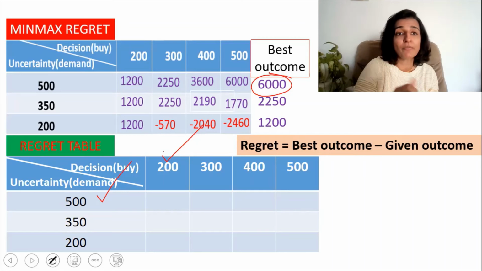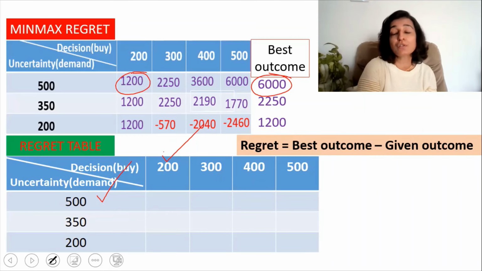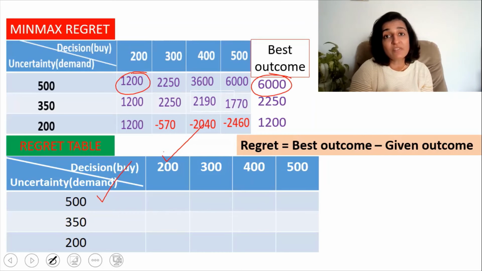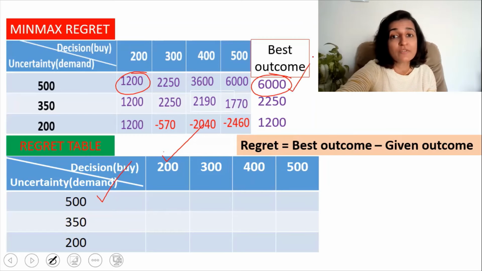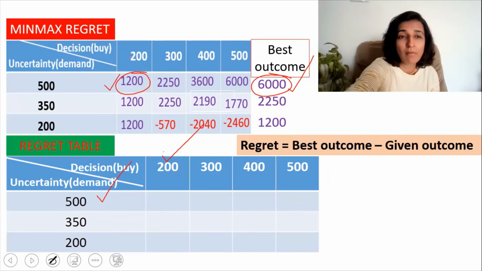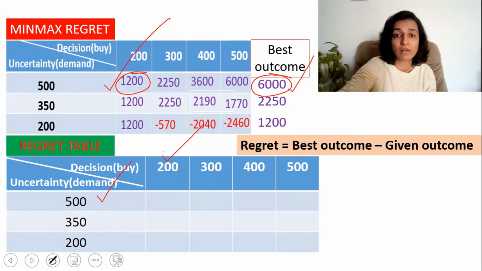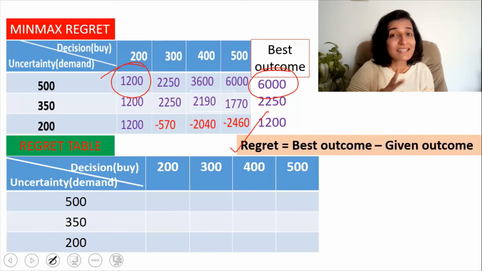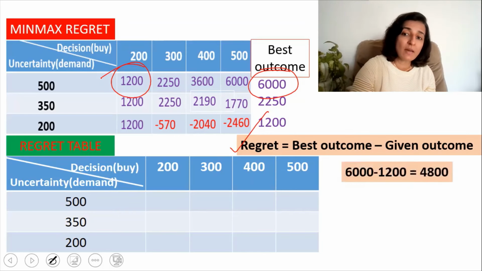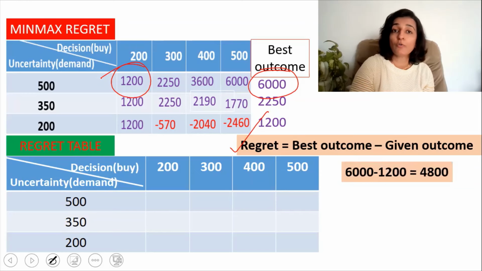But what is the given profit? Given profit is $1,200 only. So the person will feel sad. Sad for how much amount? For $6,000, which is the best outcome, minus $1,200. So what is the regret or the sadness? It is 6,000 minus 1,200 or $4,800. So we make a note of it in the regret table.